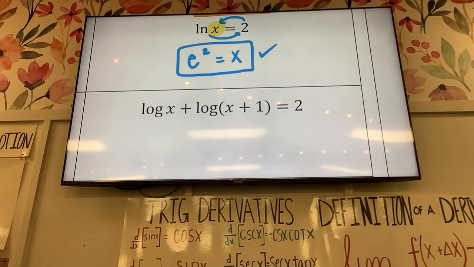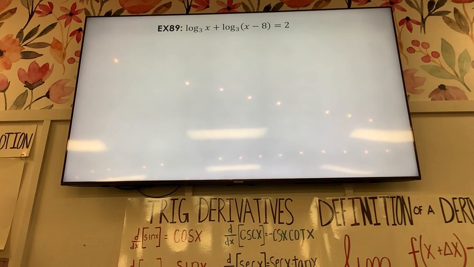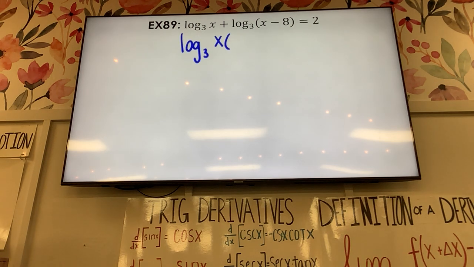All right, let's try another one. I'm actually going to kind of flip around. Go to 89, because 89 is actually easier than the one I have in this box. All right, so the other method is having to use the properties. So on this one, I have 2 logs on this left side. And so I can't go around the world if there's 2 separate logs. I've got to squish them together to make 1 log. So when I squish these guys together, what am I going to do with the x and the x minus 8? Multiply.